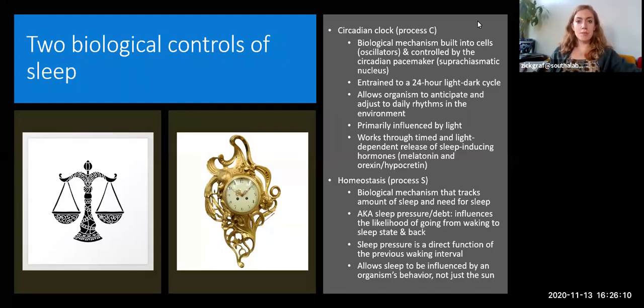So sleep pressure plus circadian rhythms associated with nighttime promote the greatest likelihood of going to sleep. But sleep pressure in an organism is a direct function of how long the previous waking interval was. So what this does is it allows organisms' behavior to be somewhat independent of the circadian clock. Whether an organism sleeps or is awake can be influenced not just by the time of day, but by the organism's past behavior when it last slept.